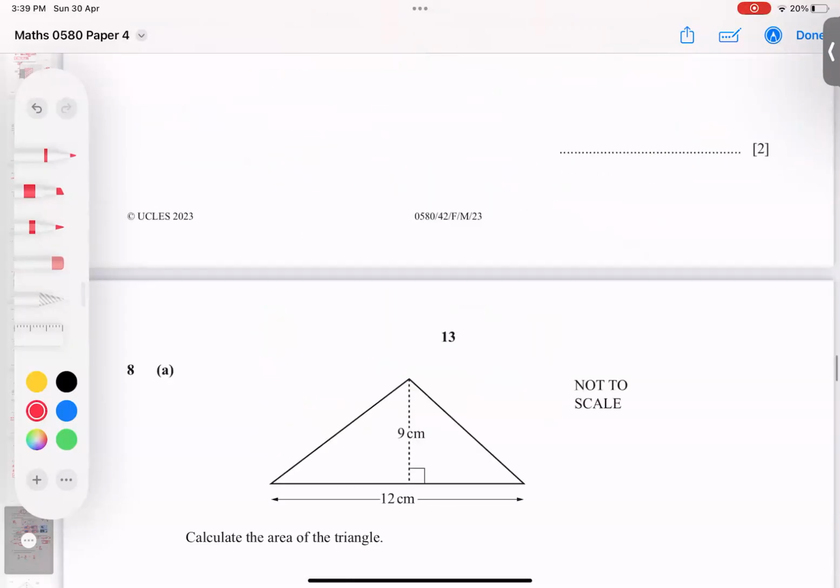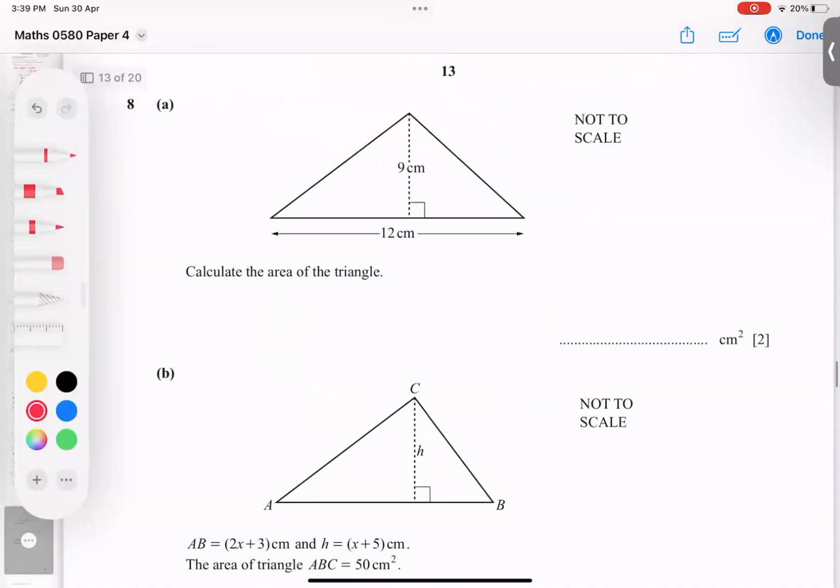Question number 8. Area of triangle. A simple area basic formula: half into base into height. Base is 12 and height is 9. Half of 12 is 6, and 9 times 6 is 54.